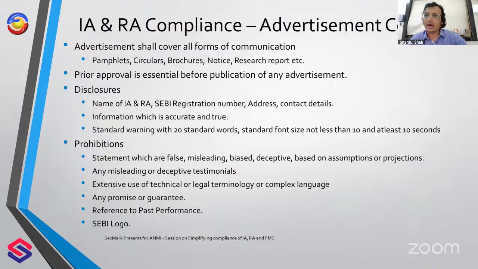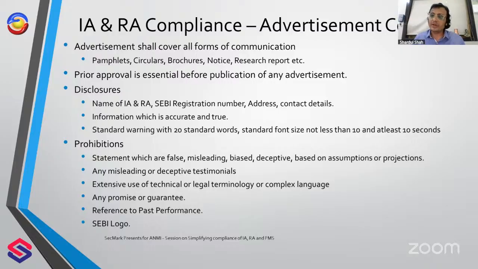As we know, any SEBI registered intermediary is not permitted to give any kind of promise or guarantee on returns. For IA and RA, reference to past performance is prohibited. So this is not a permitted act. Here I'm elaborating that if a particular entity wants to tell their customer while pitching their product that in the past we have given this much performance, then for that you have to go for a license like portfolio management or AIF or any such license where reference to past performance is permitted.